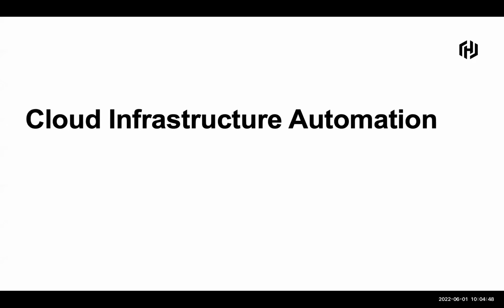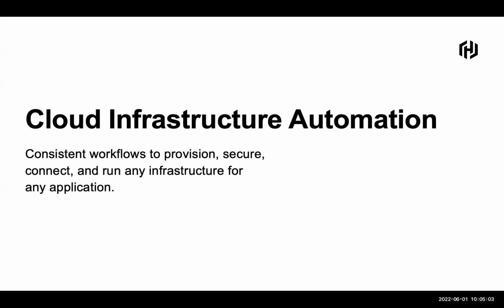So I want to start out by talking about something that we as HashiCorp think is important. Cloud infrastructure automation, of course, huge buzzword. It looks great on your resume. Ultimately, what do we mean by that? For us, we're looking at consistent workflows. Consistency in the sense that if I deploy this today or 6 months from now, I want it to work the same way.